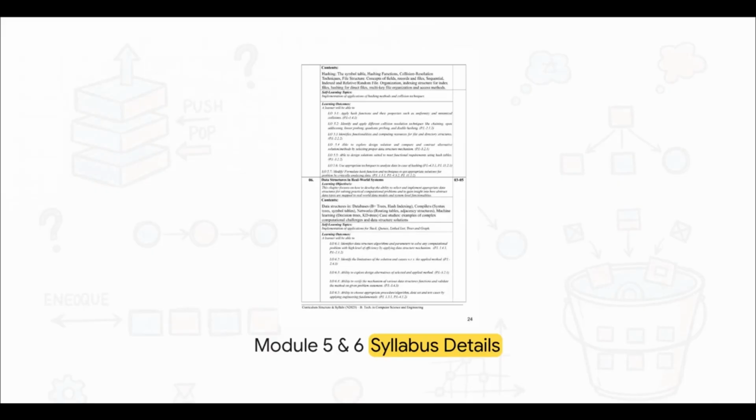Now, what's really interesting about this slide is that the explicit learning objective for Module 6 focuses heavily on gaining insight into how abstract data types are directly mapped to real-world data models and system-level functionalities. It proves that this isn't just dry theory, it's entirely about solving complex, high-stakes computational challenges.